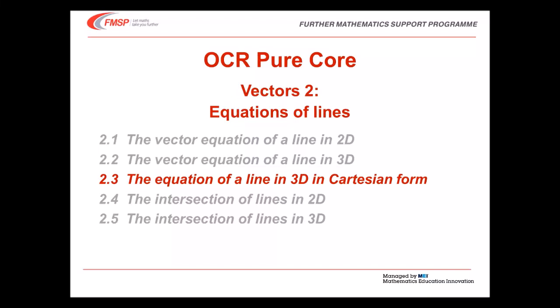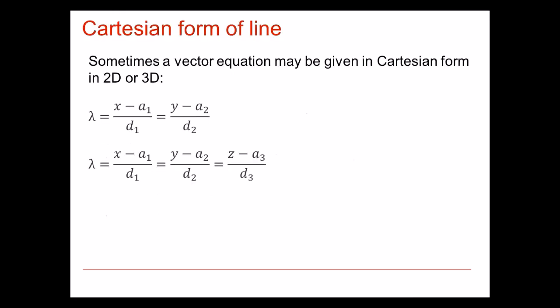Hello, this is the third video in the second vector series for OCR AS Core Pure Further Mathematics. We will look at the Cartesian form of a line in 3D. Sometimes a vector may be given in Cartesian form in either 2D or 3D. As you can see here, lambda equals (x minus a1) over d1 equals (y minus a2) over d2 is the 2D form, and the formula below gives lambda in 3 dimensions.